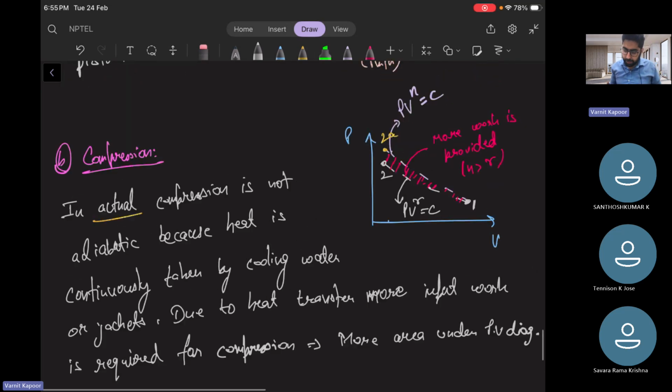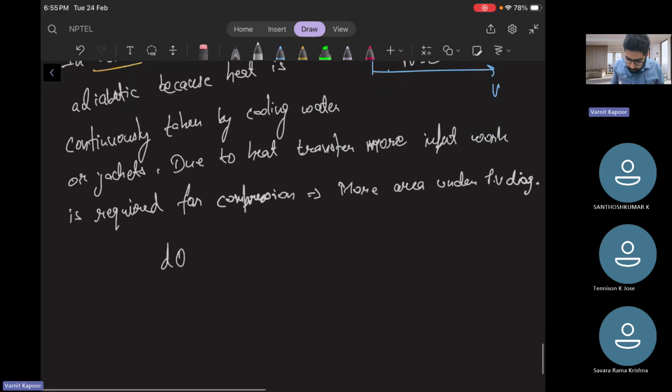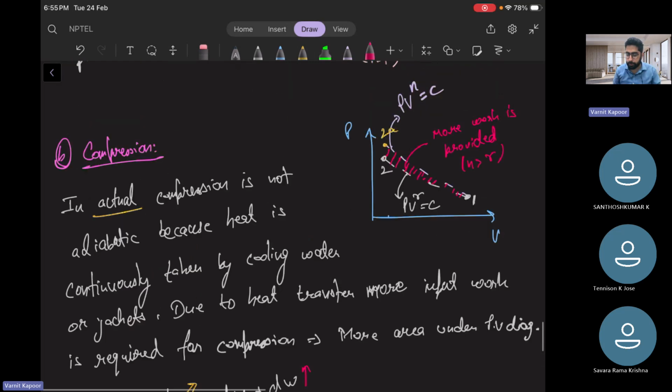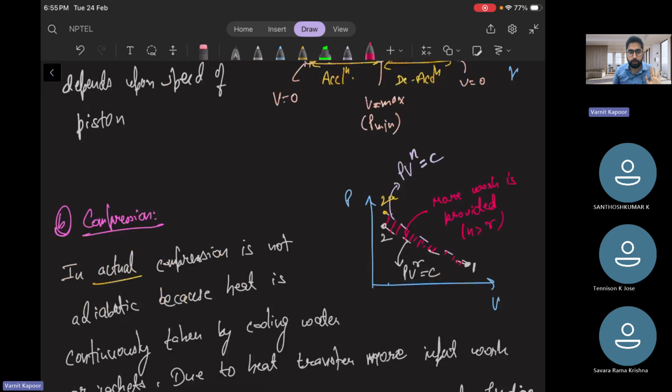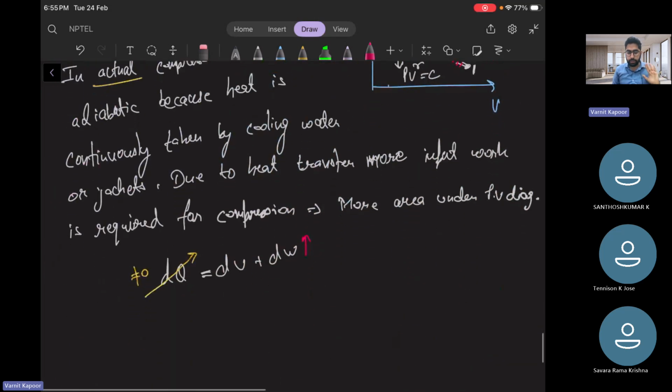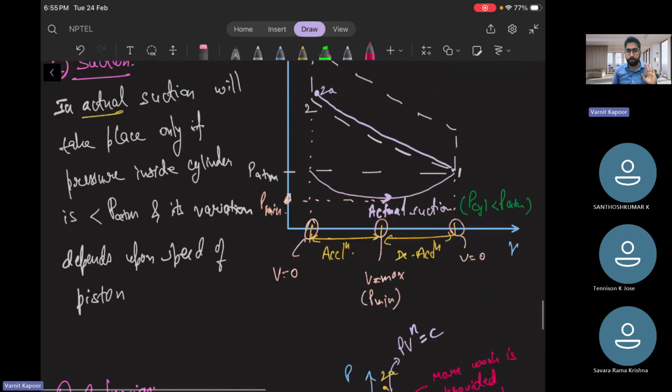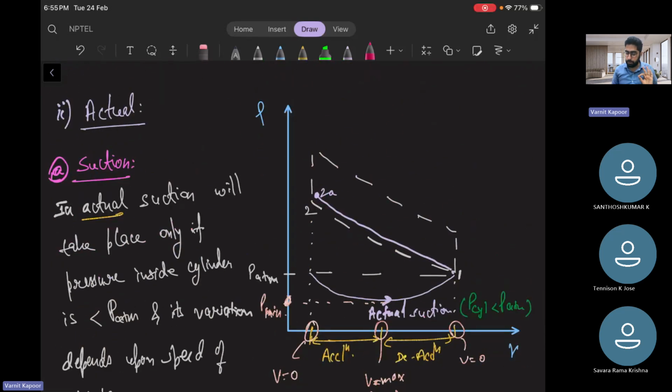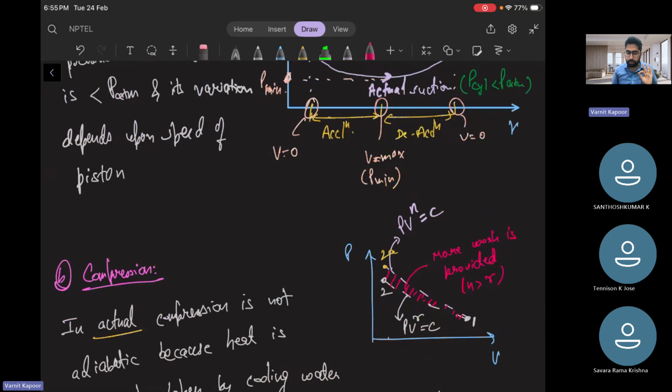All right. Also, we can write in that sense dQ is equal to dU plus dW, so that this is not equal to 0. You need to increase the work. Okay, you need to increase the work. All right. I hope this is clear. Compression process is also clear. Any doubts? Actual suction, actual compression, both should be clear very well. If there is any doubt to anyone, please ask at this point only.